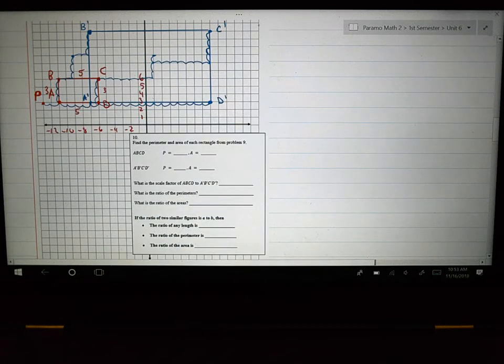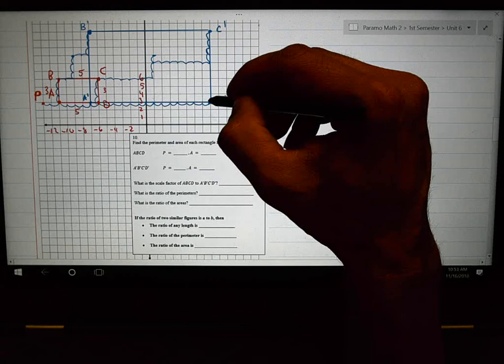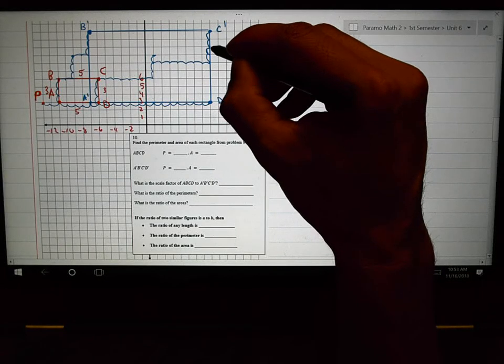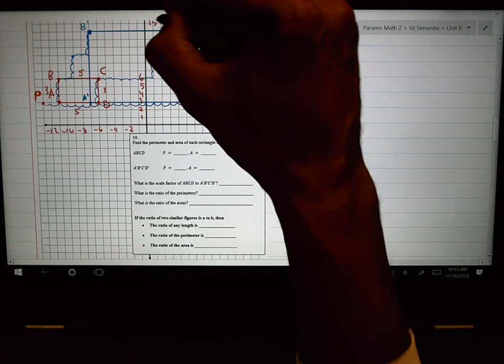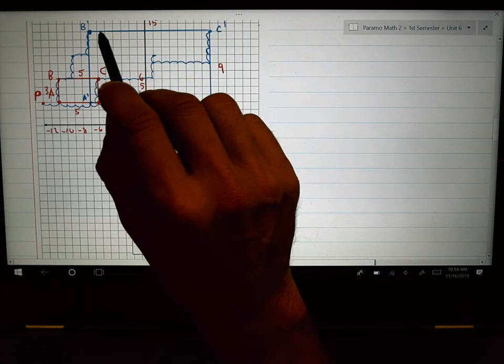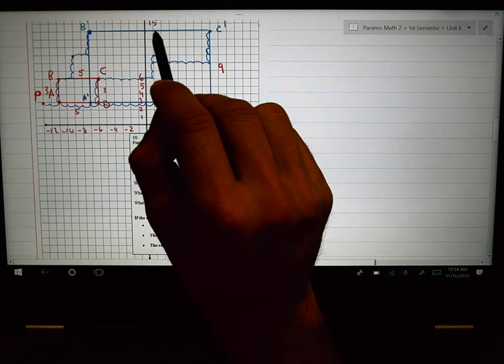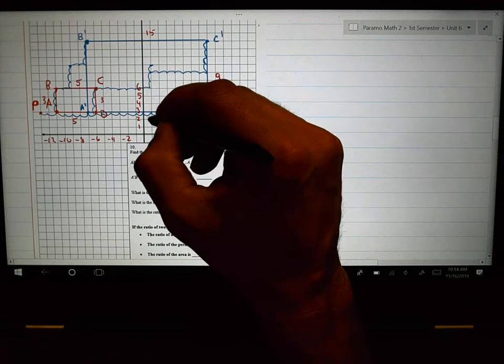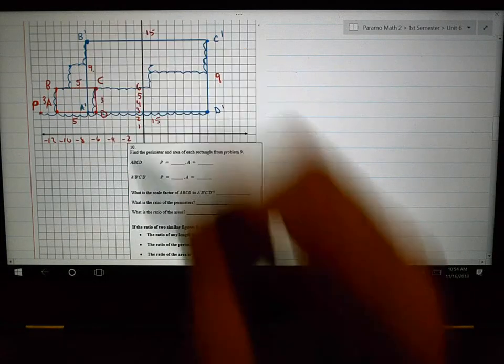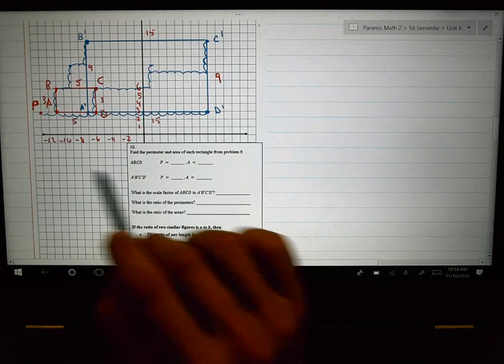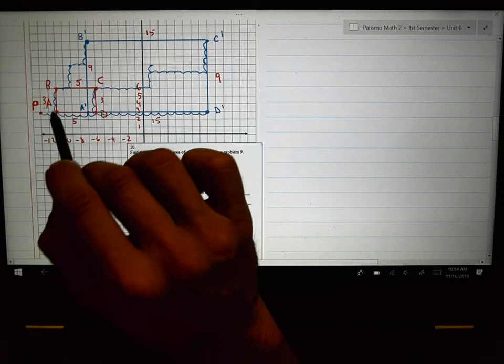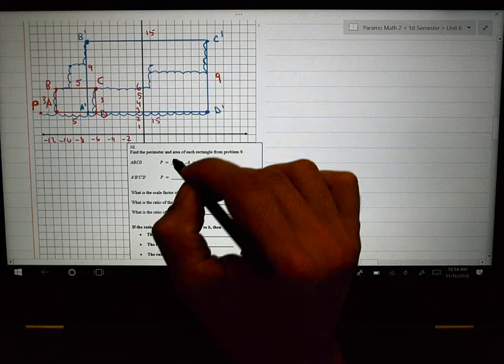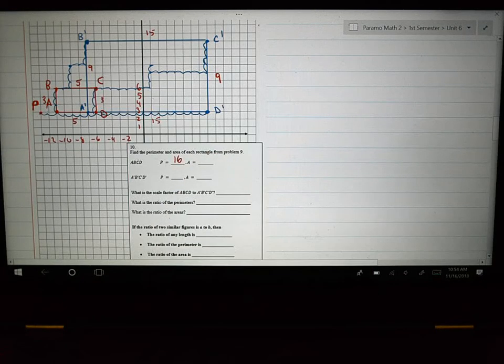That's going to help me. I'm going to count up 1, 2, 3, 4, 5, 6, 7, 8, 9. This side is 9 units. This side is going to be 15, if my memory serves me correct. 1, 2, 3, 4, 5, 6, 7, 8, 9, 10, 11, 12, 13, 14, 15 units. 15 down here, 9 over here. What is the perimeter of A, B, C, D? 3 plus 5 plus 3 plus 5 is 16. 8 plus 8 is 16.